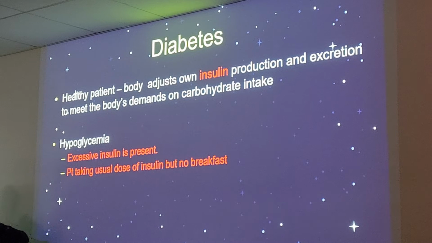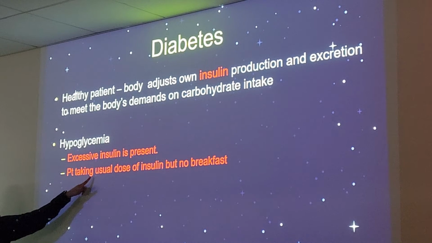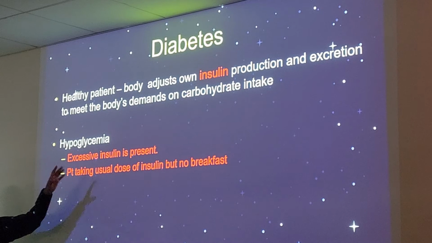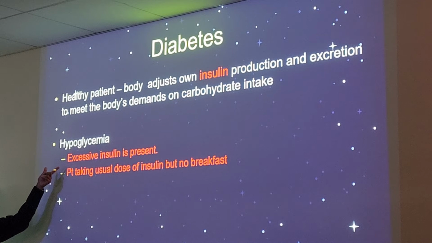Did that make sense, how I explained it? So normal people, the body adjusts our insulin production and excretion, but in these diabetic patients, they need to take that insulin because their body's not functioning properly. So how do they become hypoglycemic? If they take their usual dose of insulin, but they don't eat breakfast, the brain's gonna use that insulin for the function of the body, but then their storage is gonna be low because the brain's already used it up. They become hypoglycemic.